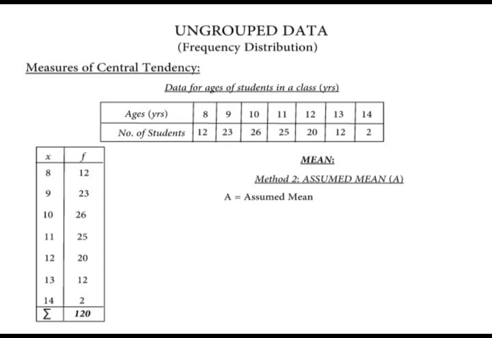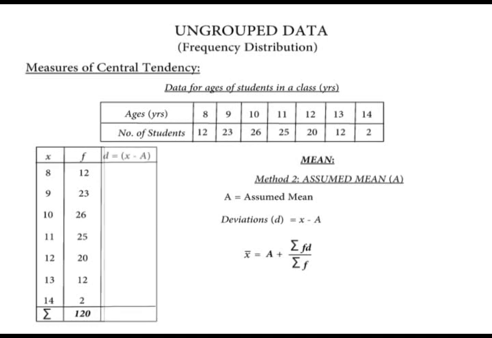After we choose the assumed mean, we find by how much each observation differs from the assumed mean. This difference is called the deviation D. D is equal to x minus A. And then, mean is given by A, the assumed mean, plus summation of FD over summation of frequency. From the formula, it means we need a column for D deviations and then another one for FD.